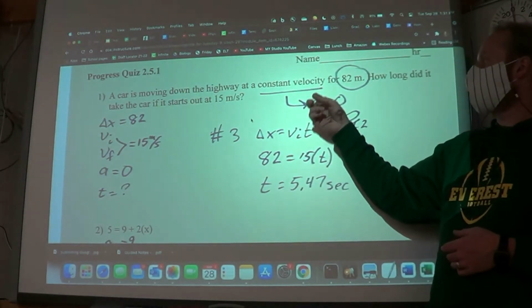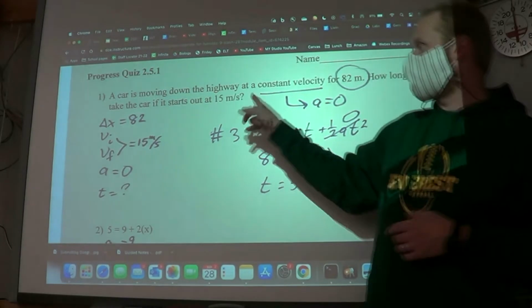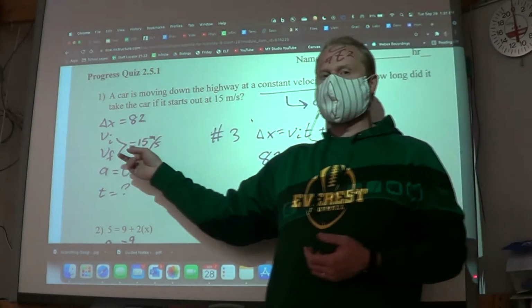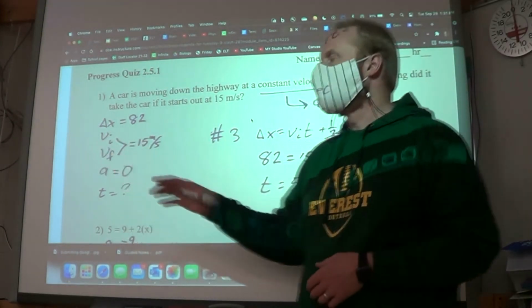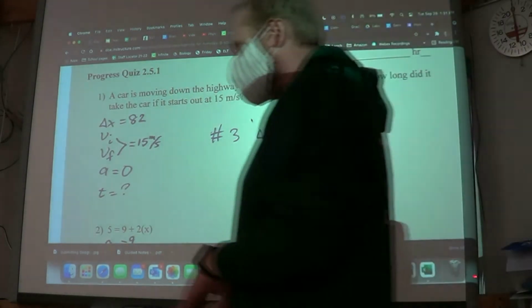Velocity is constant means our acceleration is zero. There are just different ways to say that. So even though, yes, it is true that it started at 15, it also is going to end at 15. Okay? So with that, equation number 3 is the suggestion from this yellow sheet.